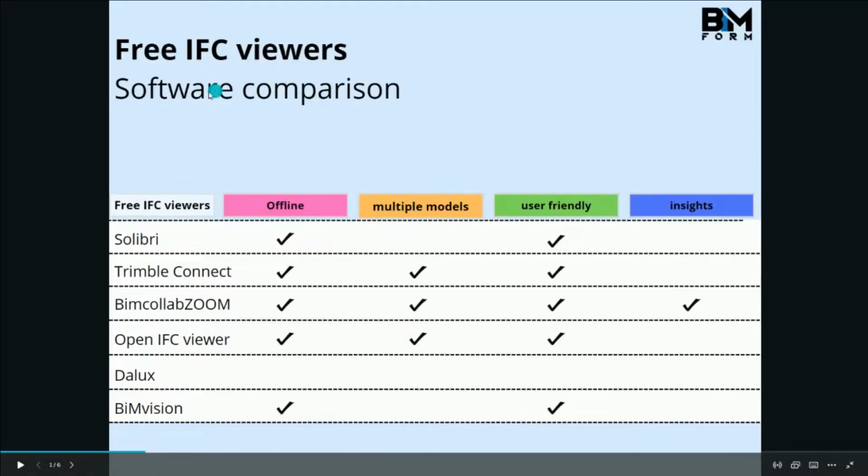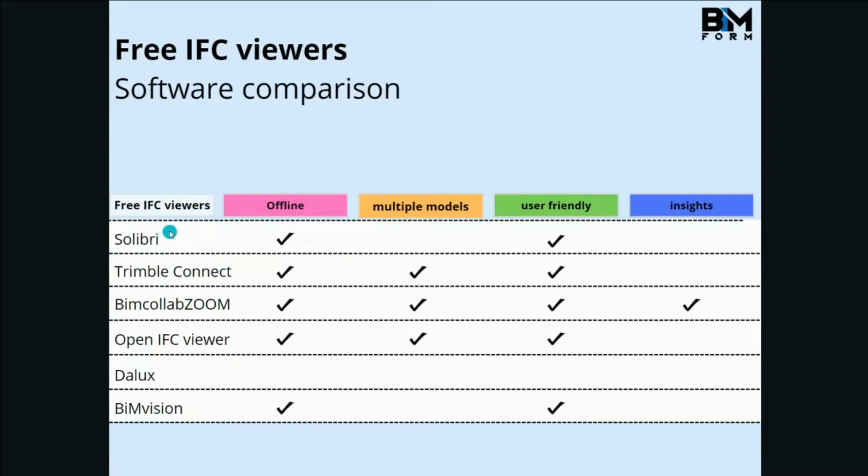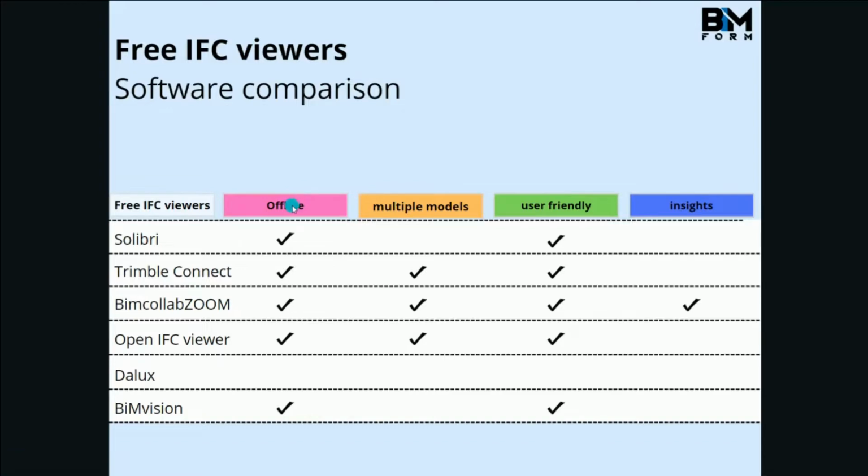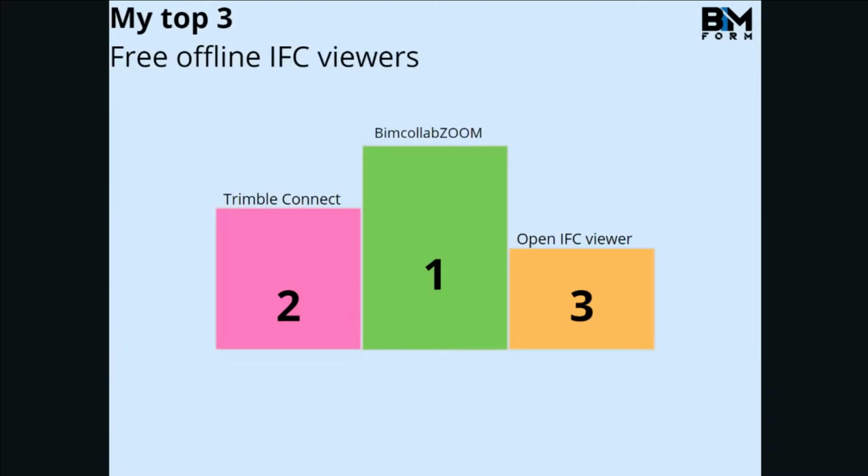So I made my software comparison and I decided to select Solibri, Trimble Connect, BIMcollab ZOOM, Open IFC Viewer, Dalux and BIM Vision. The first thing I did was download the IFC viewers and check if they were available offline. Then I checked whether it was possible to combine multiple models. I did some checks on user friendliness. How is the interface? Is it hard to learn, and can we gain insights that give us value? And hereby I selected my top 3 of free IFC viewers that we can use offline.